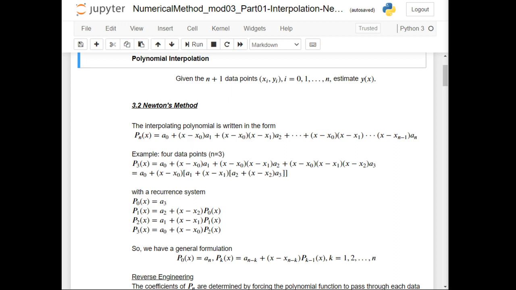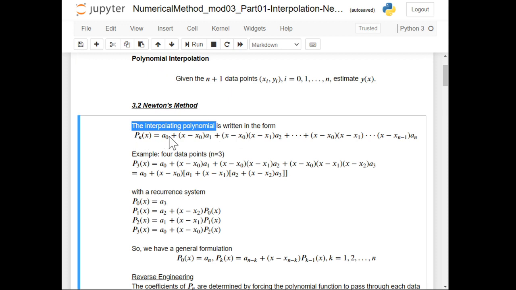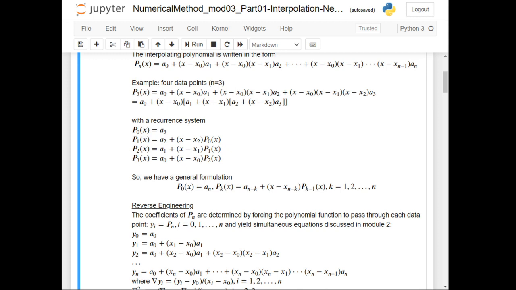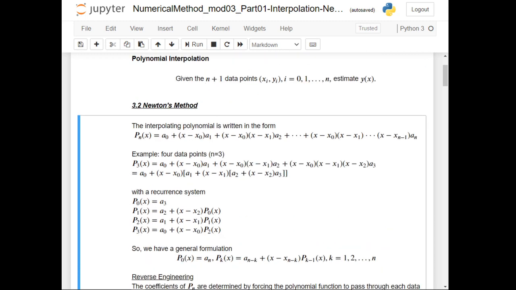So the idea is simply like this, no? So the interpolating polynomial is written in this form. So you can construct a polynomial in this n degree. Okay, so meaning you have x to the n power as the highest variable. So to further understand that one, for example, there are 4 data points, n is equal to 3. Okay, because this one is n plus 1. Okay, so 4 data points, so n plus 1.